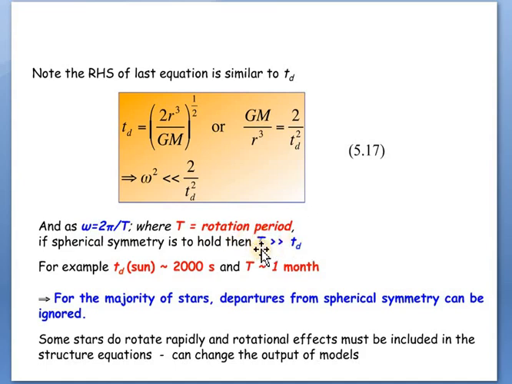Now you can write it in terms of the rotation period t. তাহলে এইখান থেকে more or less একটা estimate পাওয়া যেতে পারে. This relationship is similar to that of t much greater than Td. So if the rotation period of the star is much greater than the dynamical time scale, then we can say that the star is approximately spherically symmetric. বোঝা গেল?